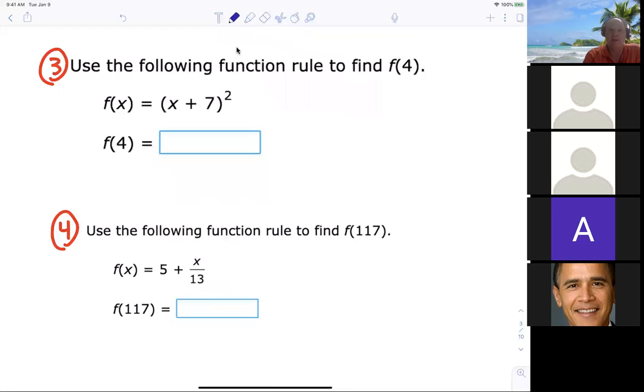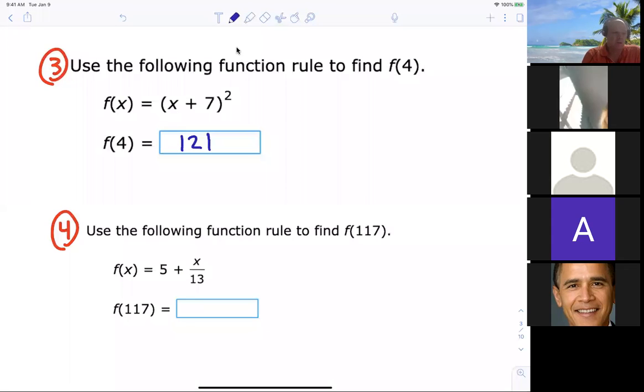This is the IXL now. So if I ask you to plug 4 in here, what's 4 plus 7? It's 11. What's 11 squared? 121. So you don't need a calculator. You don't need to show your work for that. That's mental math. Is everybody good? Anybody have any questions with that?